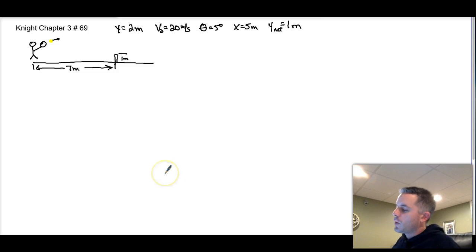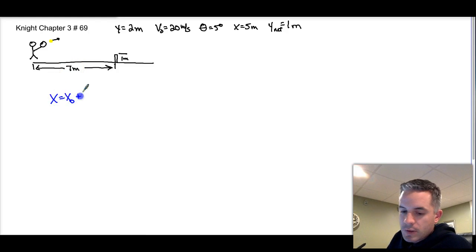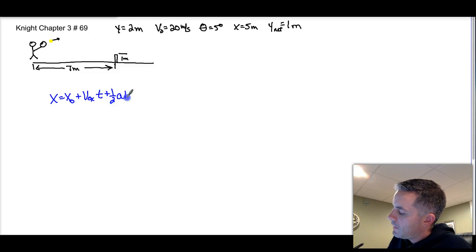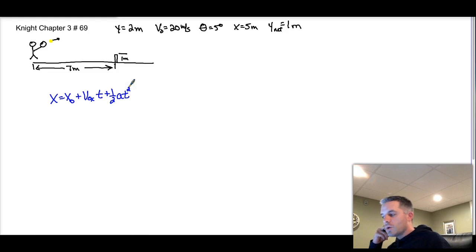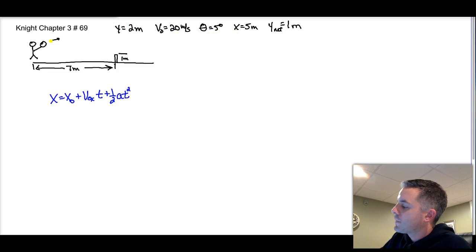Okay? So when we solve a projectile motion, the bridge that bridges our x and y components together is time. So we need to know the time. That's the first thing. Okay? So to go about doing that, I'm going to start with x equals x sub o plus v sub o x t plus 1/2 a t squared. And the reason I chose that is because I know how far away the net is, and I know how fast it is. So that's going to allow me to find the time.